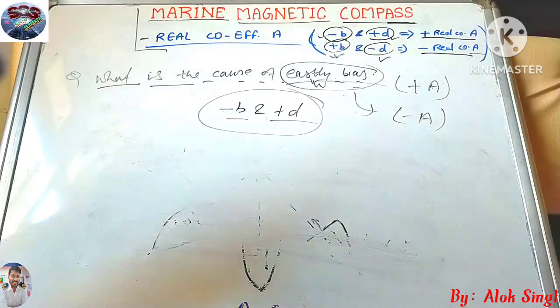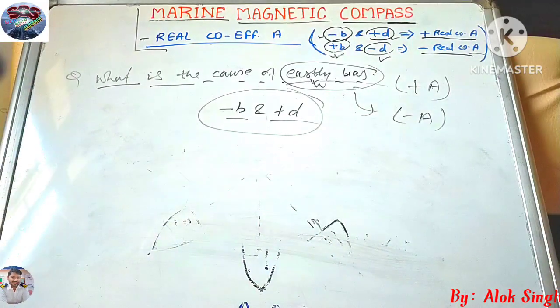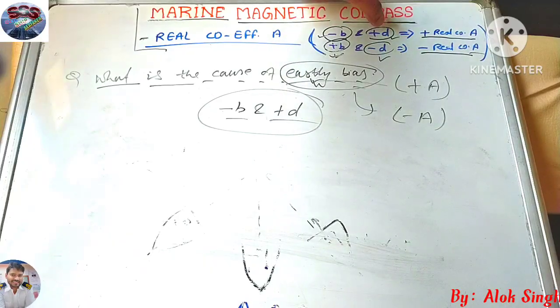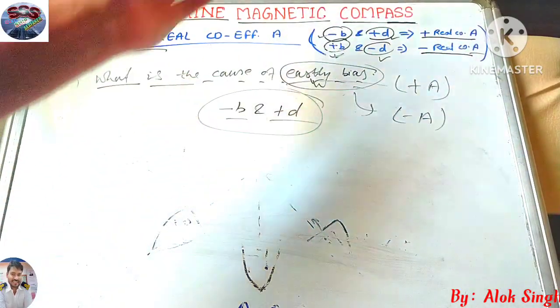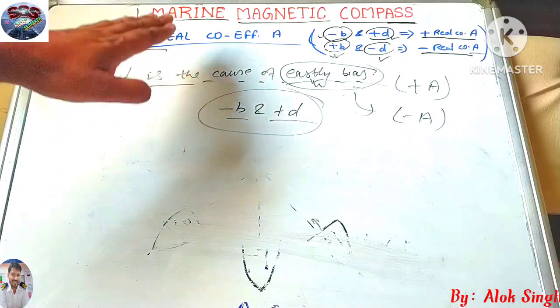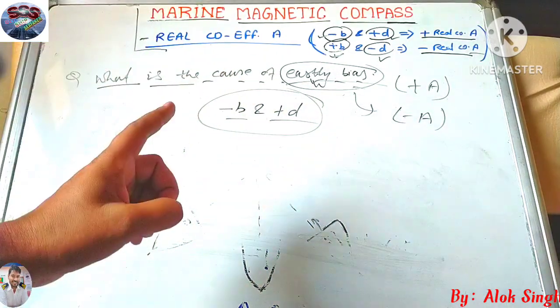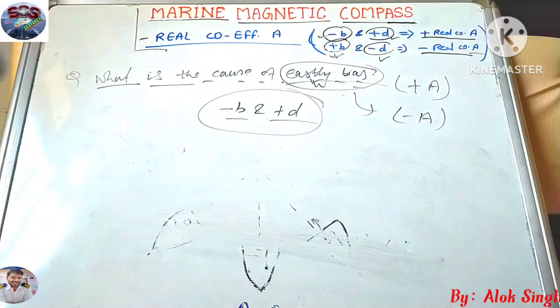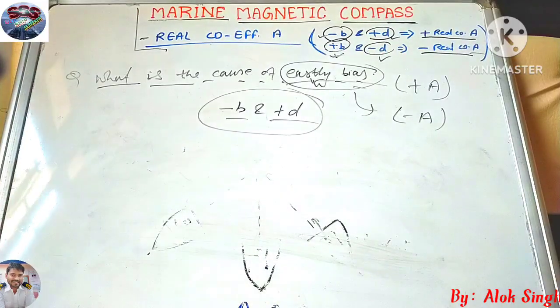Now we'll see how it causes it. As I told you, we will study all the coefficients in 5 points. So now we know the definition, we have already studied. What is the cause? The cause is minus B and plus D rod. Then the nature was on every heading plus; when we are on plus real coefficient A, then on all headings it was easterly, and in minus real coefficient A, on all headings it is westerly. Now we'll see change in deviation due to change in course on our next slide.